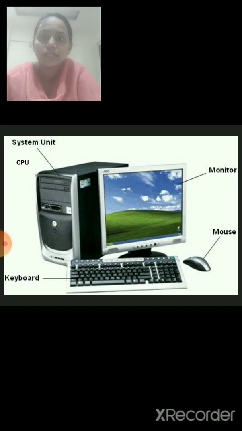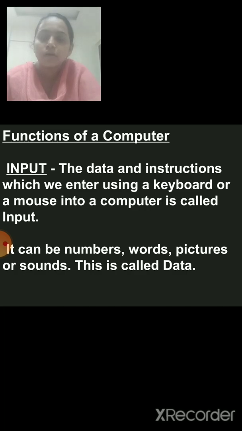First, this is the system unit. CPU is there, monitor, mouse and keyboard. This is computer system. Now, we will see the functions of a computer, how the computer functions.